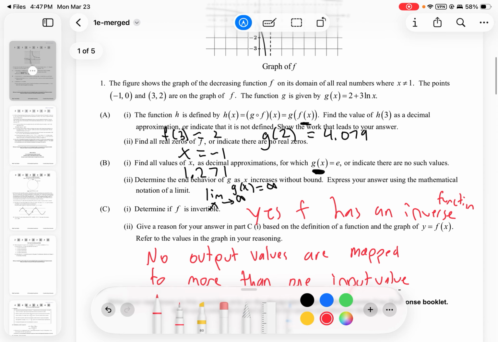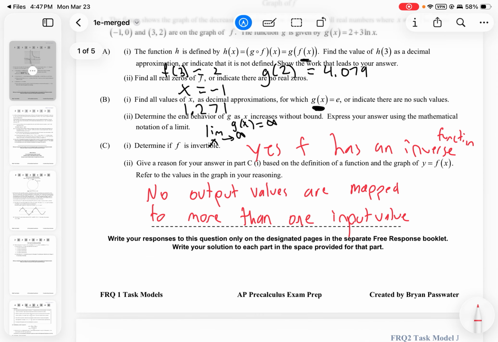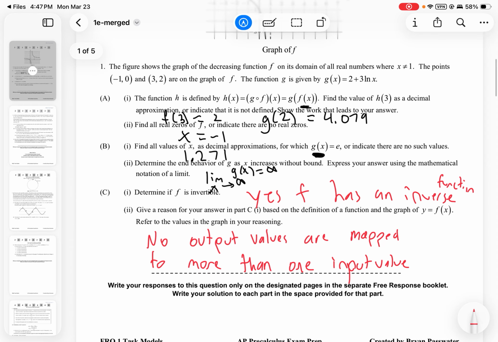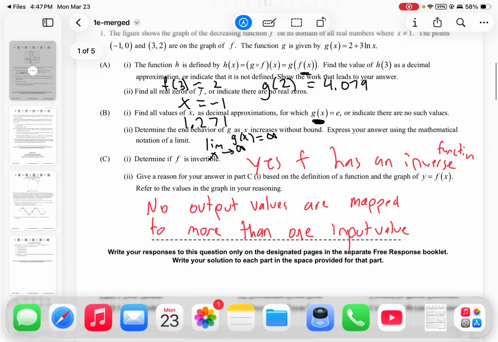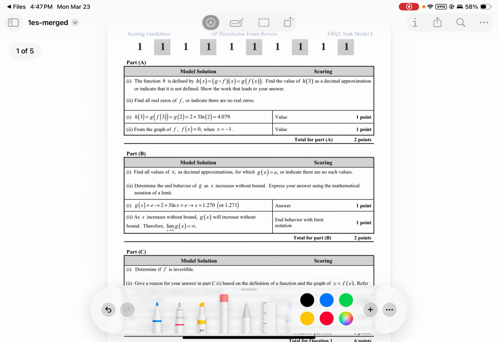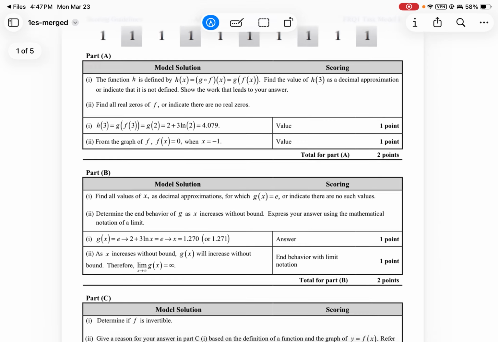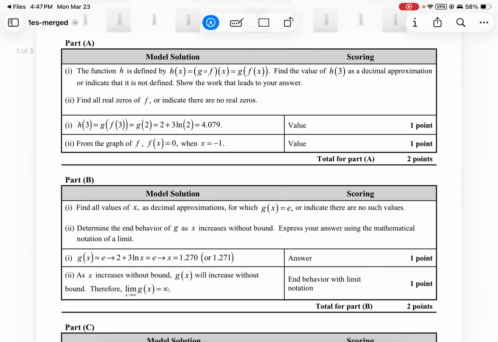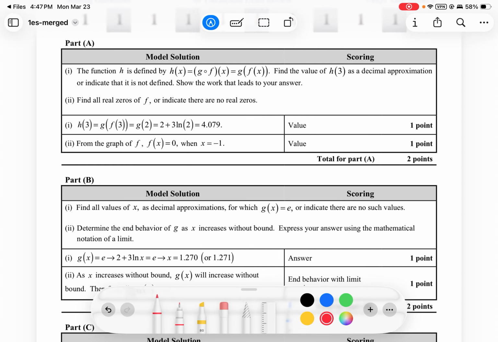All right, so that is pretty easy. I actually want to take a second here to cross-reference. Hopefully I did everything right. to check our answers with the scoring guide. So I've also saved the scoring guide here. And you can see the first one follows a very similar workflow as us, gets 4.079, so that's good. They also got x equals -1, so you can see 1 point for that, 1 point for that. We've earned 2 points on A.